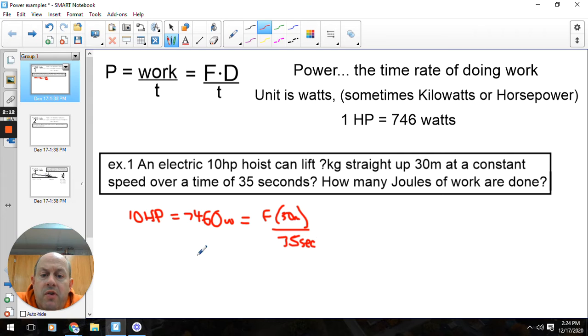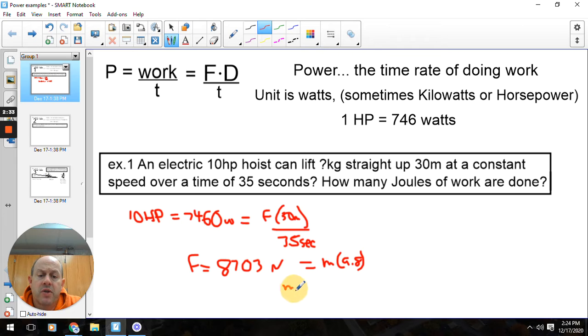So if we solve for our force weight, and this is what we're lifting, we would get 8,703 newtons. And then that's equal to mass times gravity. So if we solve for mass, we get 888.1 kilograms. Okay, so that's our first answer.